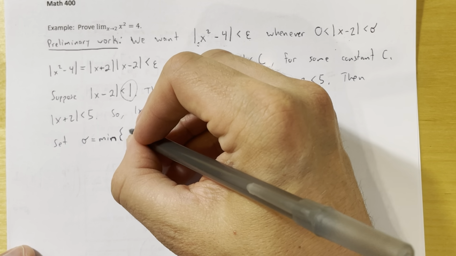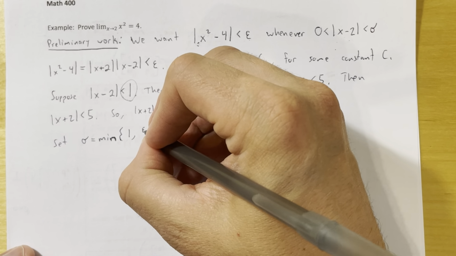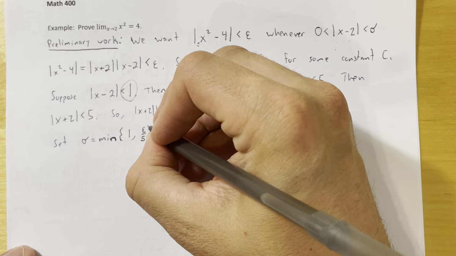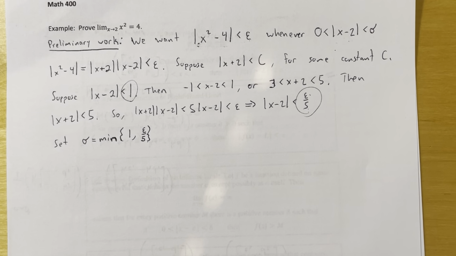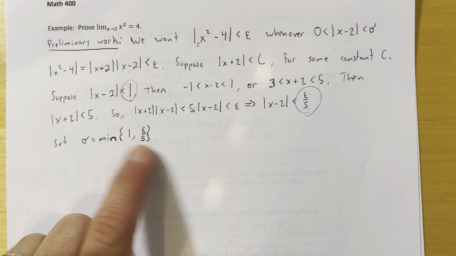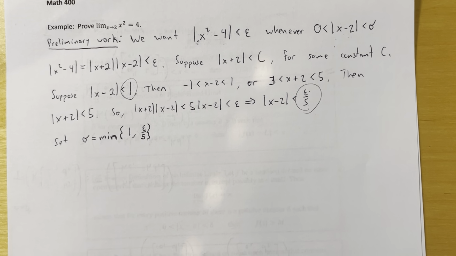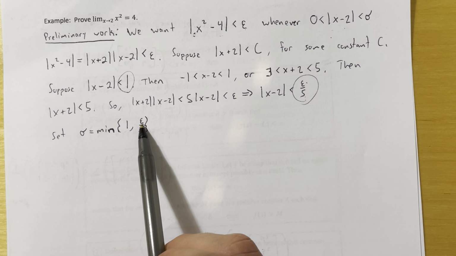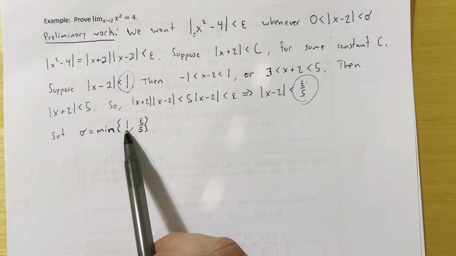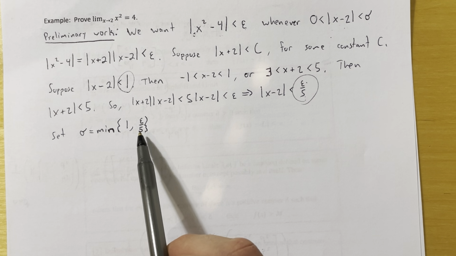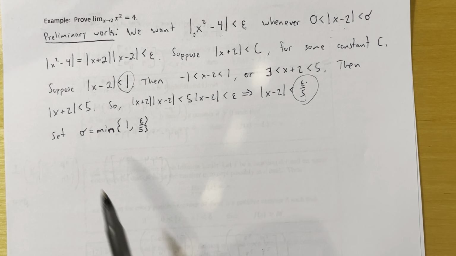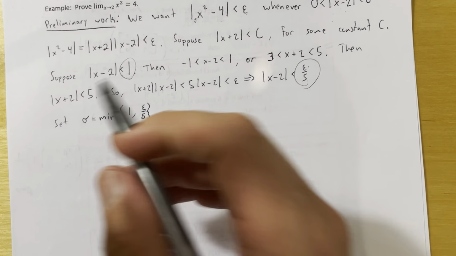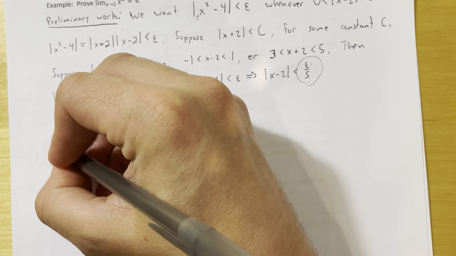And this is probably notation you have not seen before, so I'm going to explain what it means. This notation means the smallest of these two numbers, min, as in minimum. So remember that we're choosing epsilon arbitrarily, so depending on our choice of epsilon, 1 might be the smallest of these two numbers, or epsilon over 5 might be the smallest of these two numbers. But we set delta equal to whichever one is the smallest. Okay? After all that preliminary work, we're ready for a proof now.